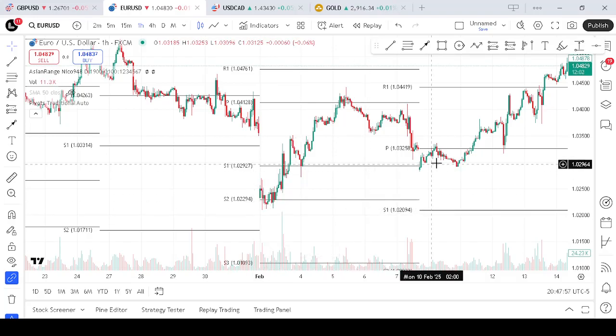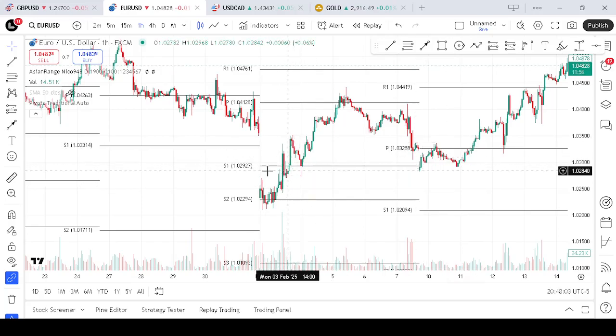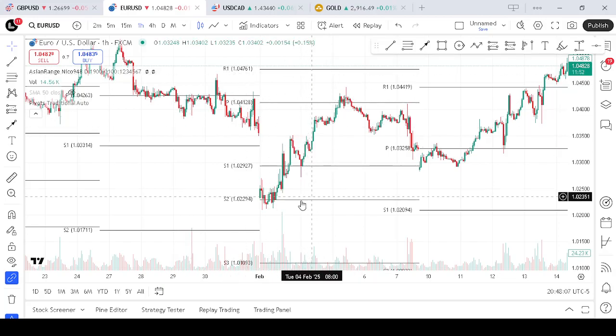As you can see, these are the levels. This is the P level, this is the support one or the S1, this is the R1 or the resistance one. Here is how each level functions.